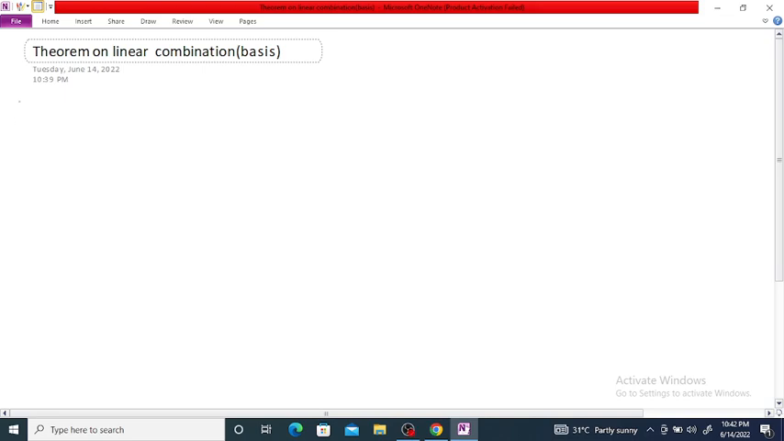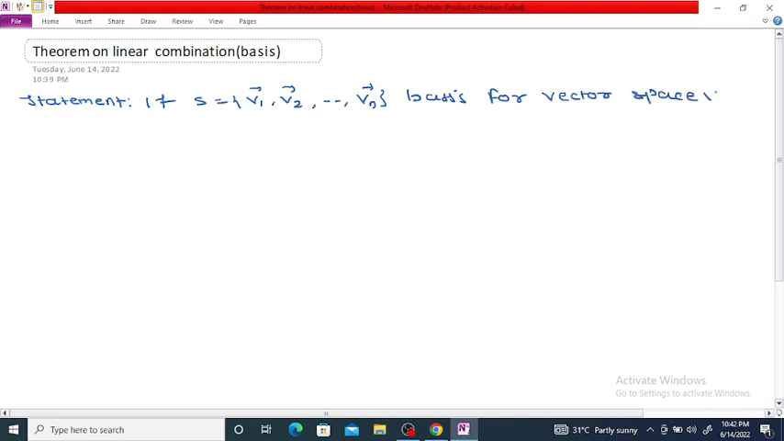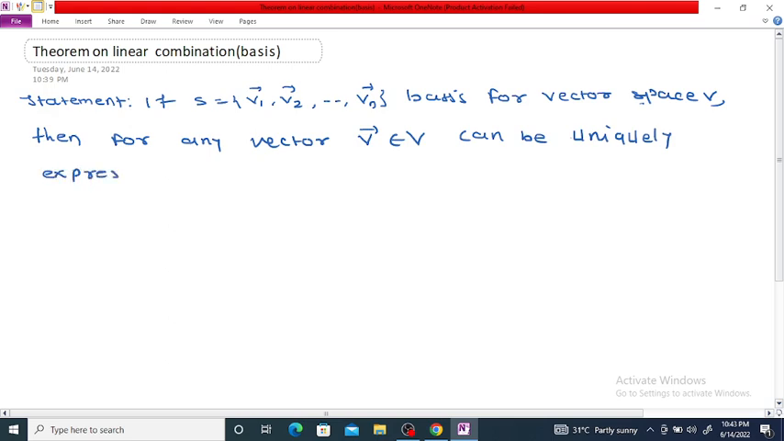Theorem on linear combination. Statement: if S is equal to {V1 bar, V2 bar, ..., Vn bar} is a basis for vector space V, then any vector V bar belonging to V can be uniquely expressed as a linear combination of the basis vectors.